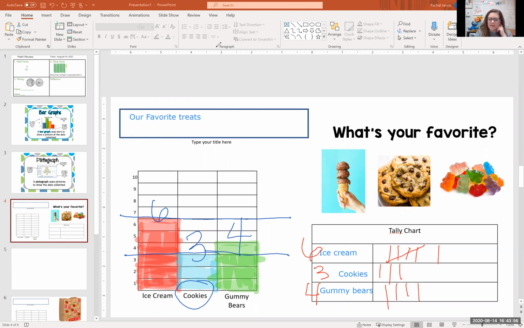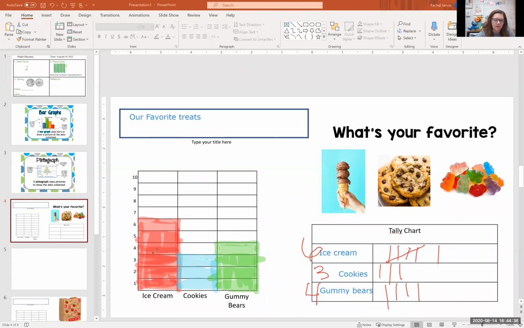Okay. I'm going to ask you a question. Let me erase some of this. There we go. All right. I want you to look at this. What if my question was, how many more people voted for ice cream than cookies? How could we figure that out? I want to show you a way that you can use your bar graph to figure that out.